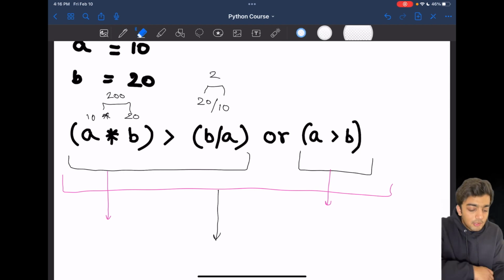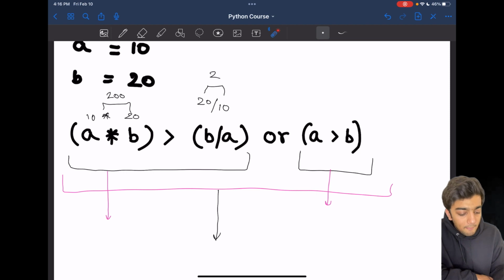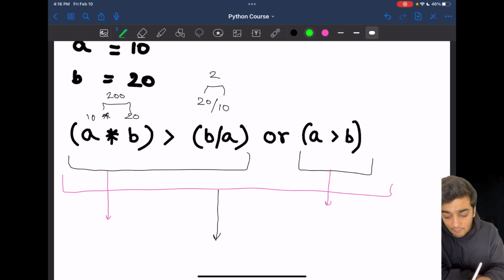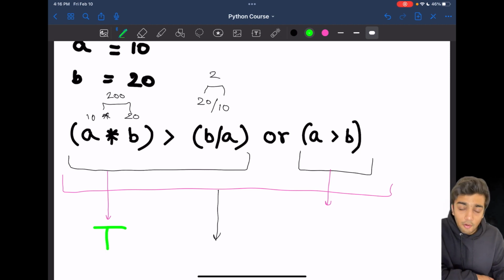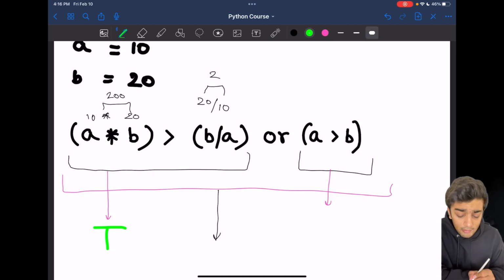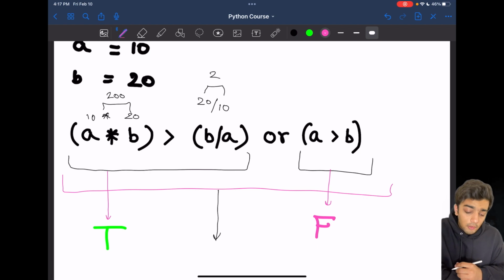So looking at the first condition, we've got A times B, which is 200, is greater than 2, which is obviously true because 200 is a greater value than 2. So in this case, the first condition would give us a true result. Then the second condition says A is greater than B. So is A greater than B? Nope, A is not greater than B because A is 10 and B is 20. So 10 is always less than 20, and therefore this condition is going to be F for false, right?